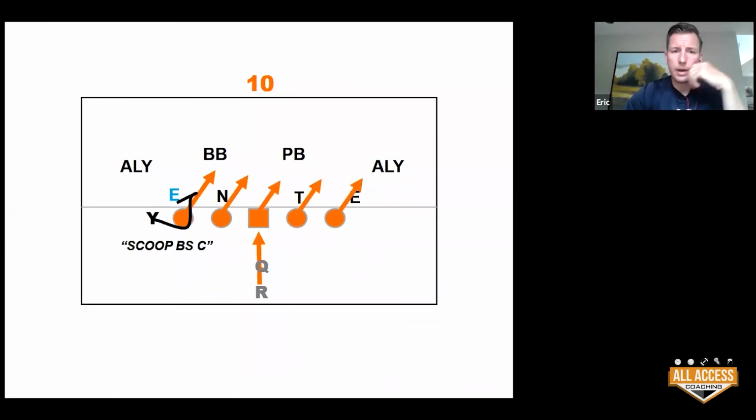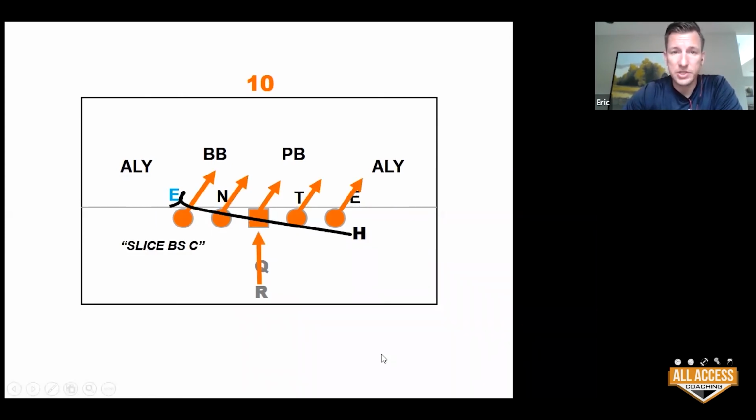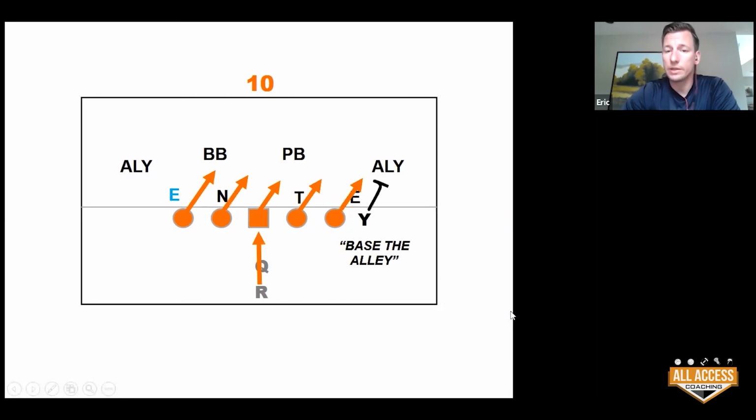Now we're in a Dutch set. We're offset on the front side. And so right here, again, what's his rule? We call 10, inside zone going right. He knows I have to get the backside C gap, so now he's going to work his slice technique. The one variable here is if I'm in line on the play side, it's 10. I can't get to the backside C gap, so all I can do is base the alley.